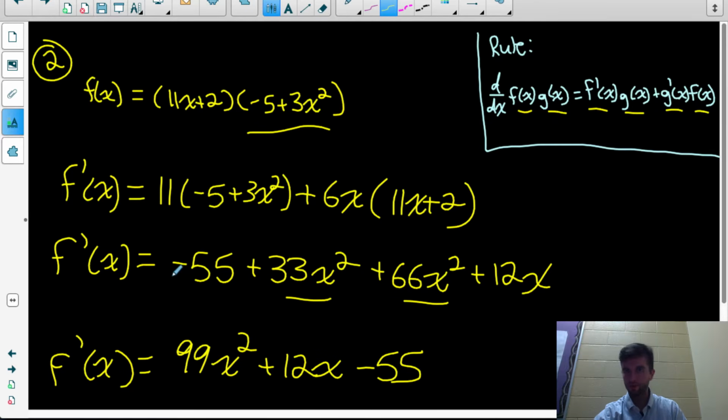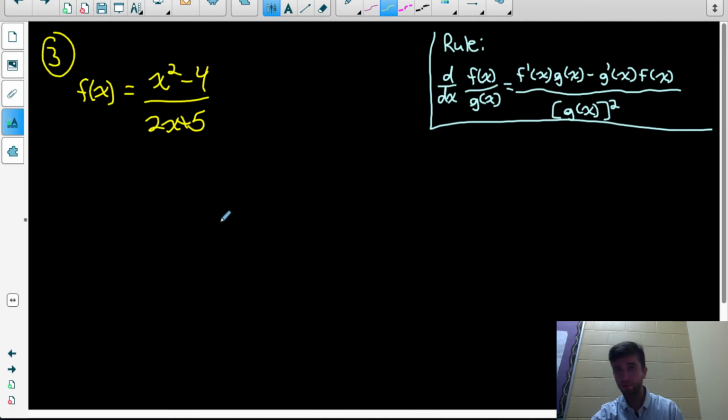Let's use quotient rule. So after product rule, we probably learned quotient rule. We want the derivative of a quotient of two functions. That would equal the derivative of the top function times the bottom function minus the derivative of the bottom function times the top function, all over the bottom function squared. So what does that look like for this one?